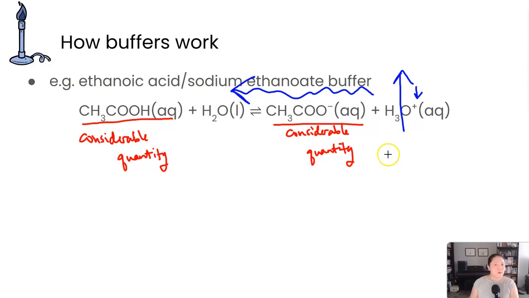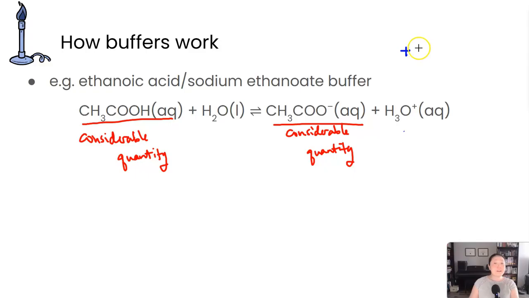Now, this buffer solution is able to shift it to the left because it has enough of this particular conjugate base. So if you look at what's just happened overall, yes, you did start out by increasing the hydronium ion concentration, decreasing the pH of your solution, but some of that was sort of reversed back because of Le Chatelier's principle.